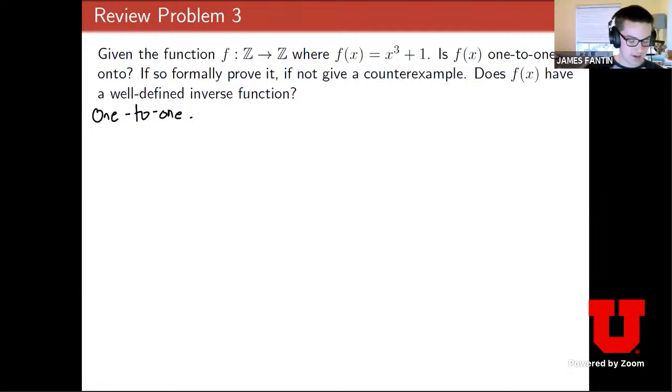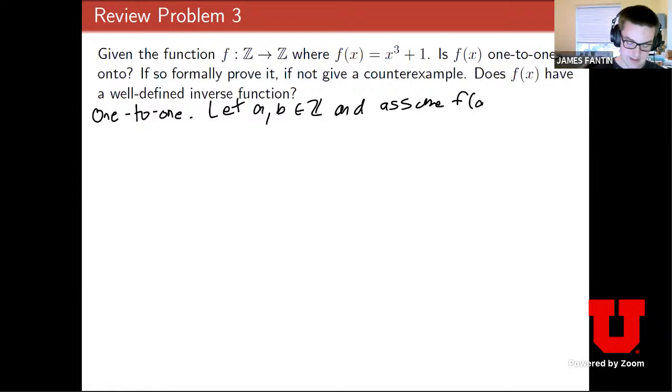So let's try to prove it's one-to-one. Does somebody want to walk me through how we would prove this? We've gone over this quite a bit. Someone give a suggestion for how we start. Yes, somebody says let f of a equal f of b. Yes, but before that, first let a and b be elements of Z, our domain. And we can assume that f of a is equal to f of b.